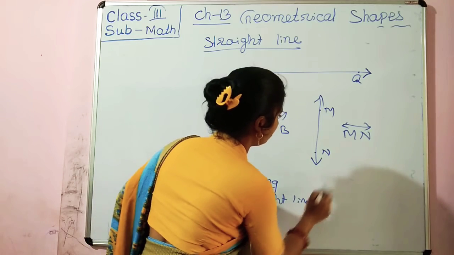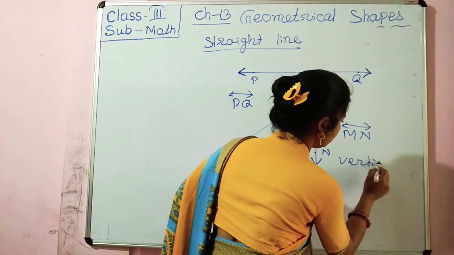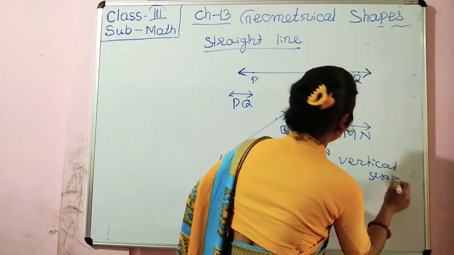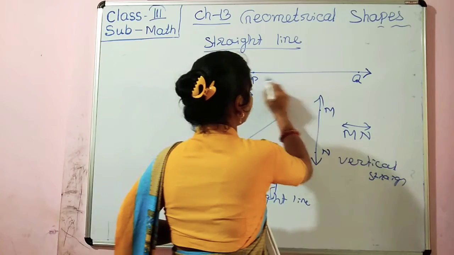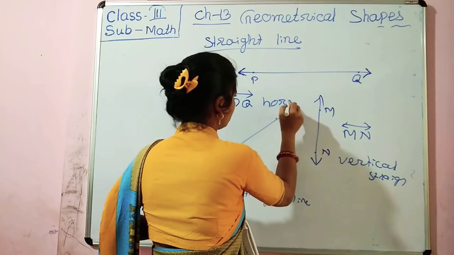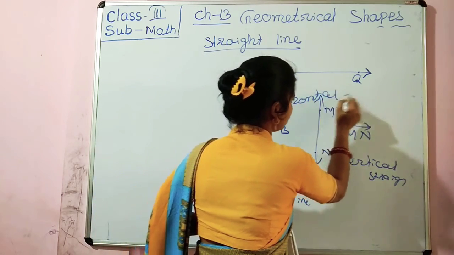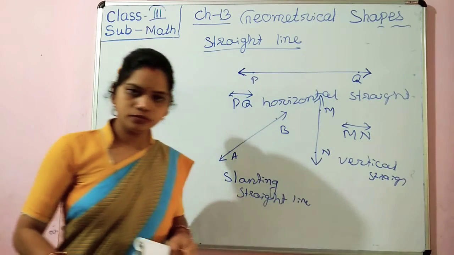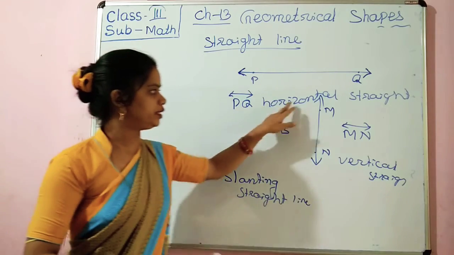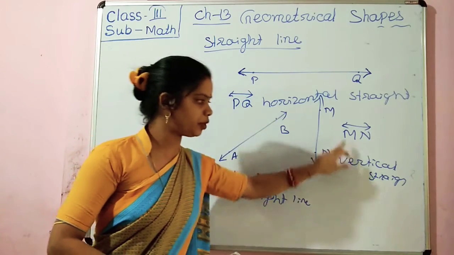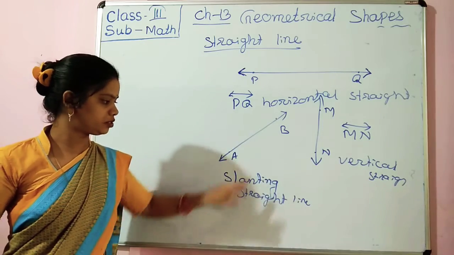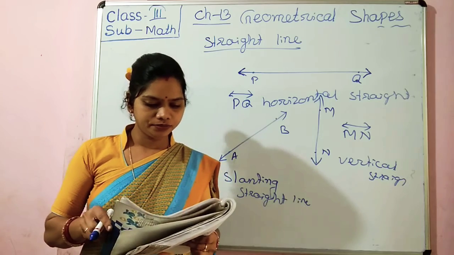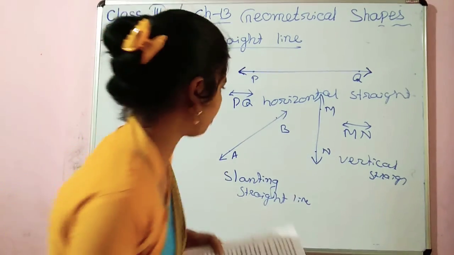It is the vertical straight line. MN is the vertical straight line, and PQ is the horizontal straight line. PQ is the horizontal straight line, MN is the vertical straight line, and AB is the slanting straight line. Next we know line segment.